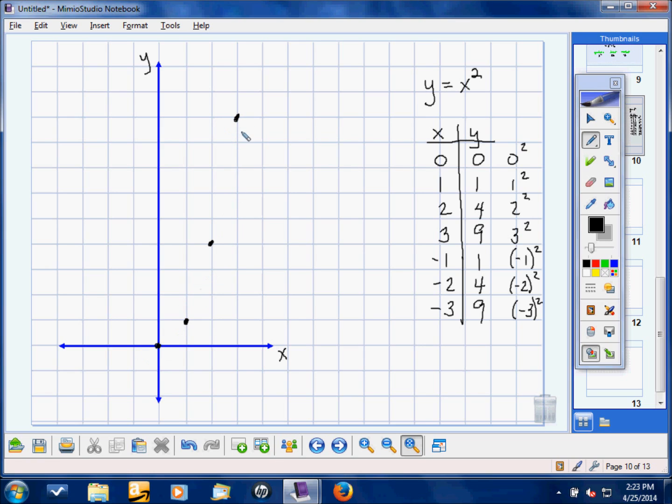It's a curve. It's not supposed to make a straight line. Let's check the other ones. Negative 1, 1. Negative 2, 4. It's exactly a mirror image.